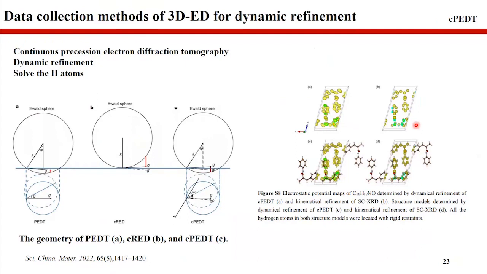That means the sample may be damaged and we could not really get good data. And thus, I recommend this method: the combination of PED and cRED. Because the continuous rotation method could decrease the acquisition time, so that the sample would be okay to get the real intensity. So the combination of PED and cRED may give us a better solution for the structure solution and the dynamical refinements against the 3D data.